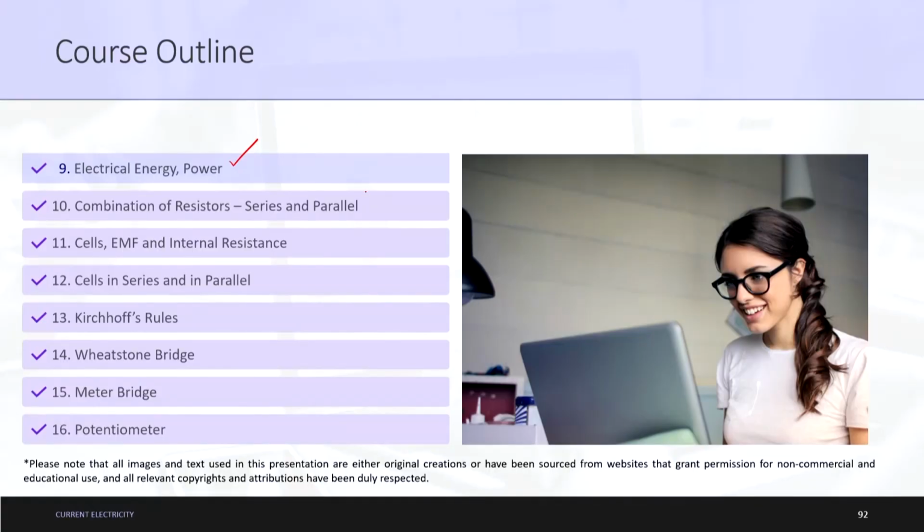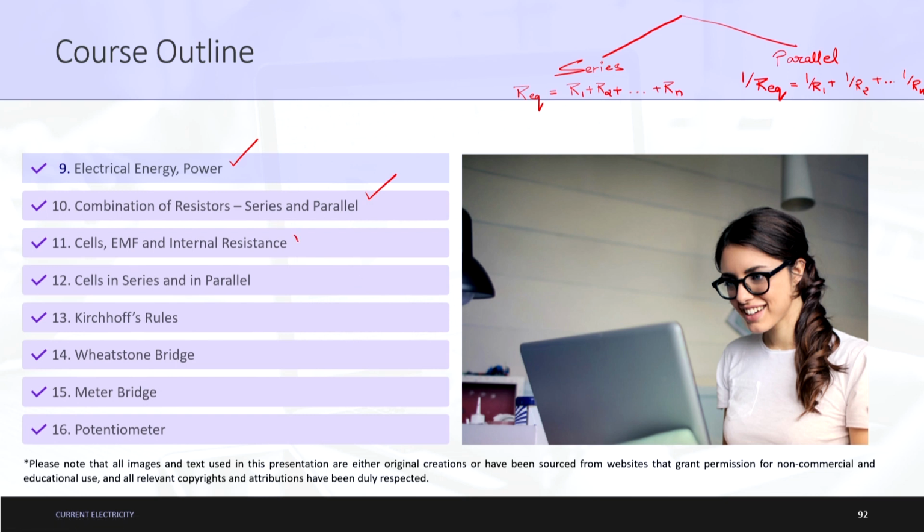Then the next point, the 10th, combination of resistors in series and parallel, where we understood two different cases. Basically, resistors can be either in series or in parallel. When they are in series, we understood the concept that R equivalent is equal to R1 plus R2 plus dot dot dot till Rn. Similarly, in parallel, 1 by R equivalent is equal to 1 by R1 plus 1 by R2 plus dot dot dot till 1 by Rn. So these things were understood in combination of resistors.